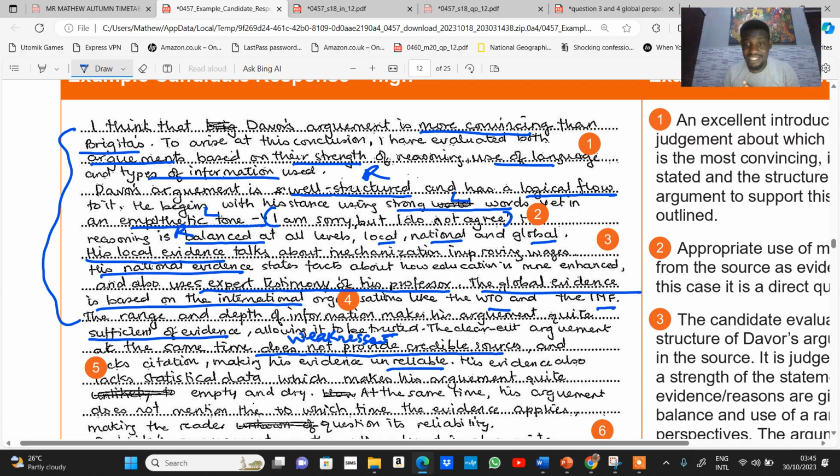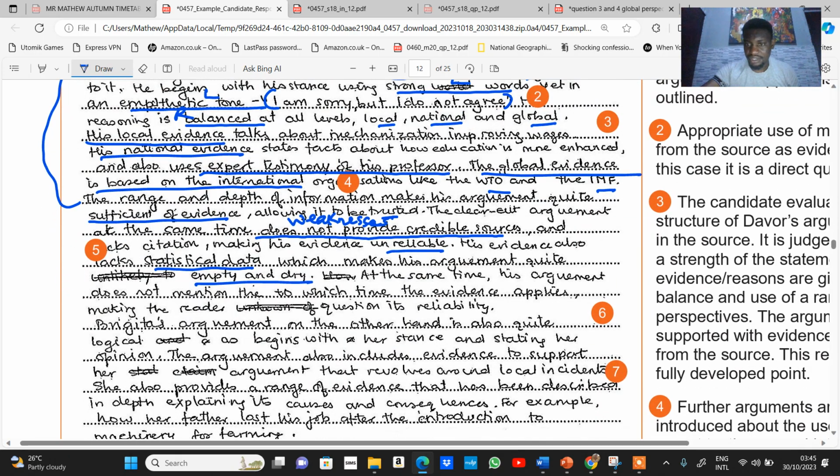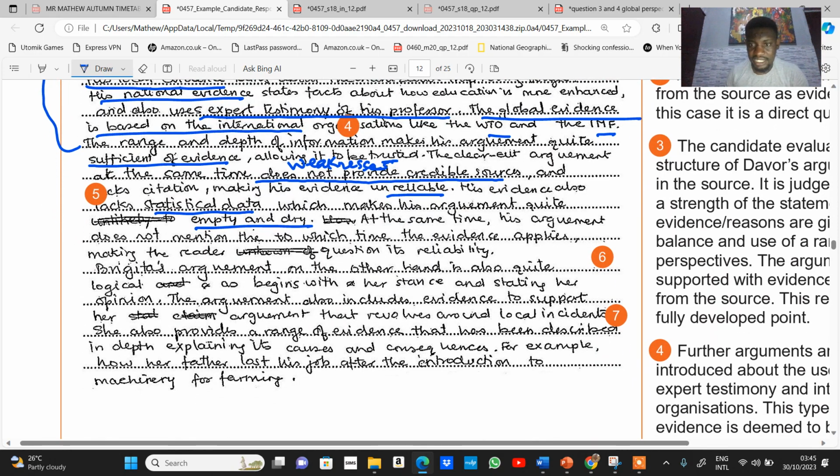Remember, there were no statistics. The evidence also lacks statistical data, which makes his evidence quite empty and dry. At the same time, his argument does not mention to which time the evidence applies, making the reader question its what? Reliability. Did you see? From here, she spoke about the weakness.